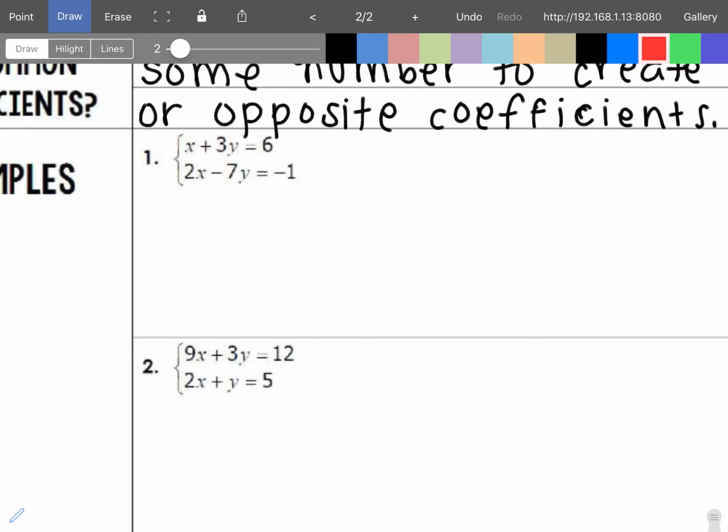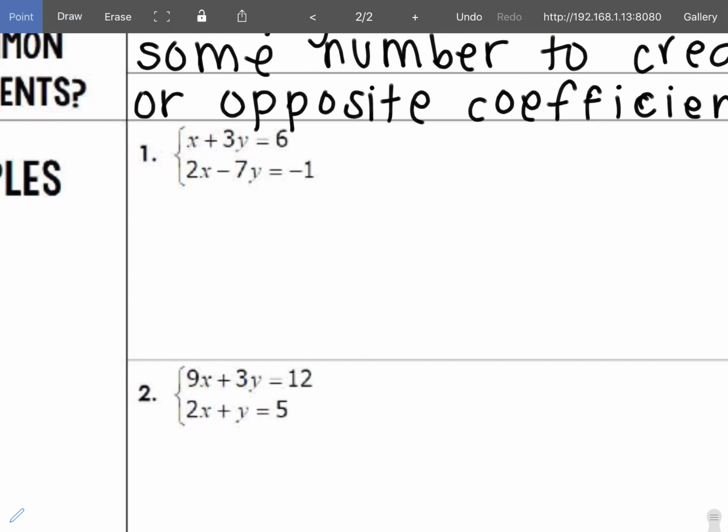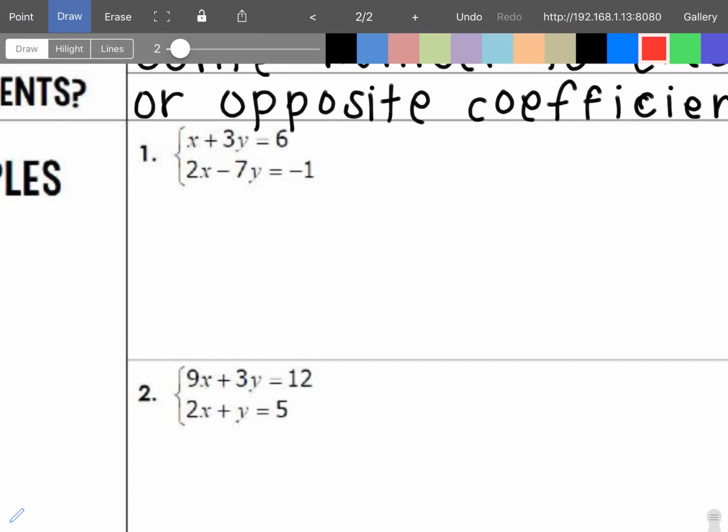So I'm going to make the x's match. How would I make the x's match? What do I have to multiply this by to make it match this number? A 2, right? If I multiplied this by 2, wouldn't that be a 2x? But because I know when I add down, I need to have these cancel, I'm going to think ahead of time, and I'm going to multiply it by a -2. Because if I multiply it by a -2, I know that these will cancel, okay?